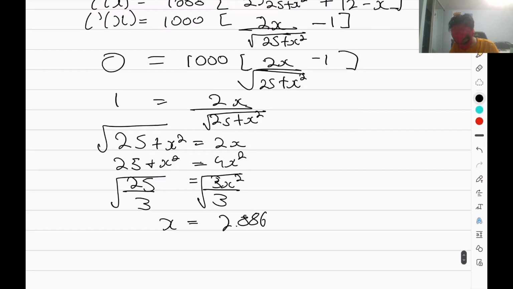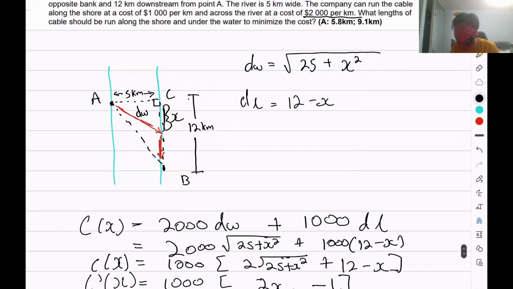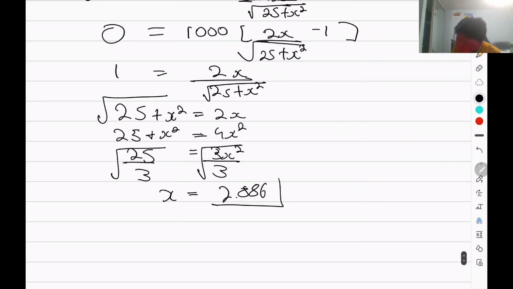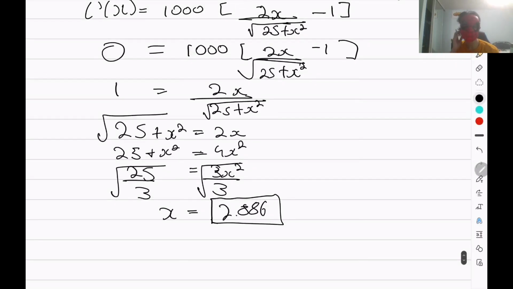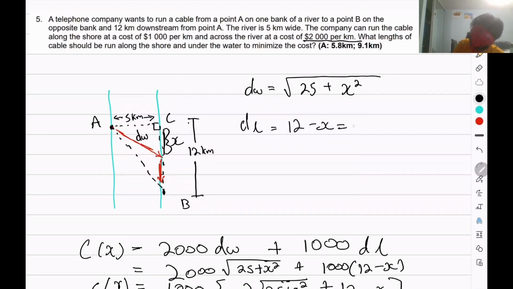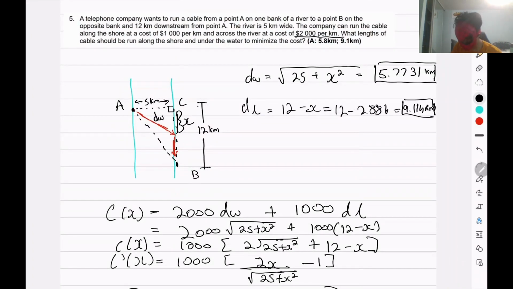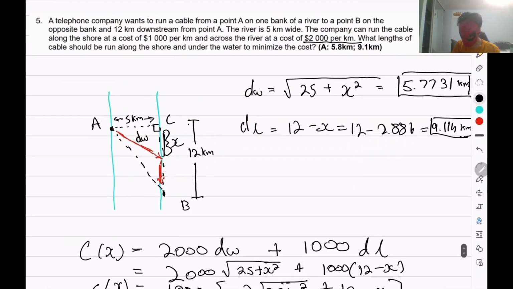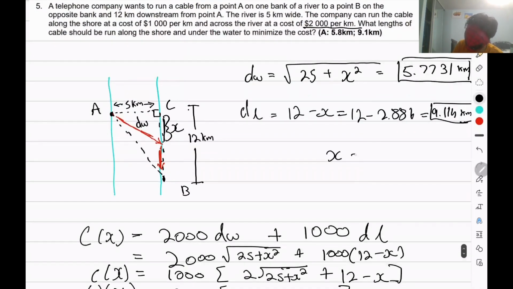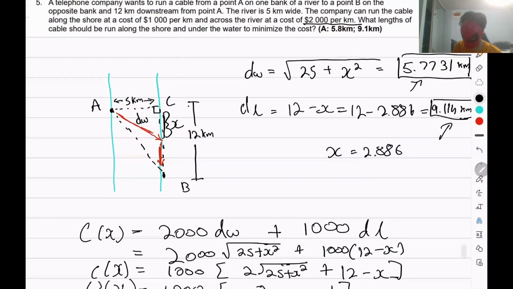And now with this, let's find the distance where basically this is the point where the cost is the lowest. And let's use this to find the distance traveled on land and the distance in water. So by plugging in x equals 2.886, I got this value for water, the distance that should be traveled in water, and this for the distance traveled on land.